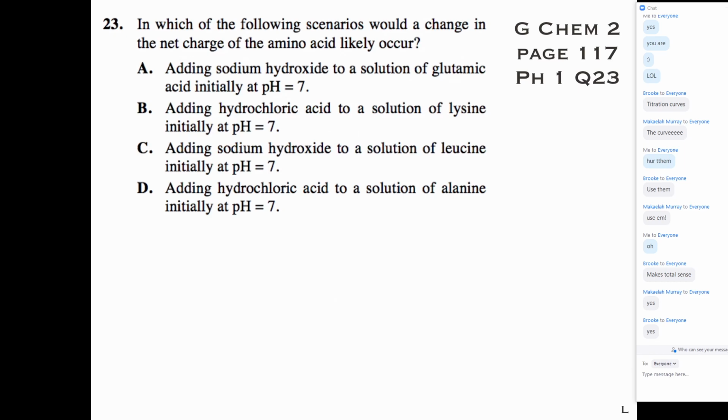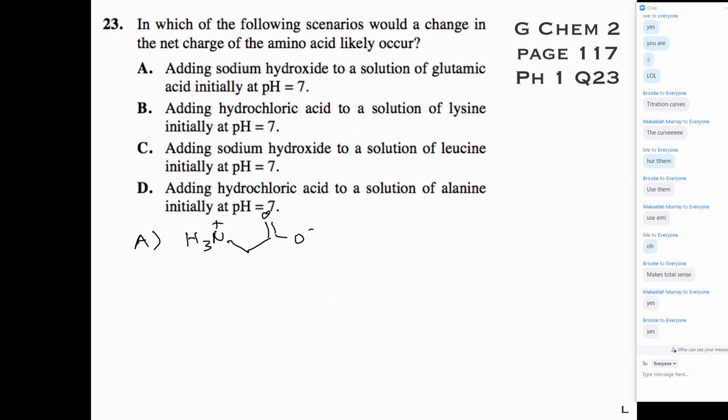So this is one of those where you have to overcome my bad wording to get this right. What it's getting at is, what charge is it initially and what does it turn into in the end? So if I have glutamic acid, let's start with choice A. Is the N-terminal protonated?